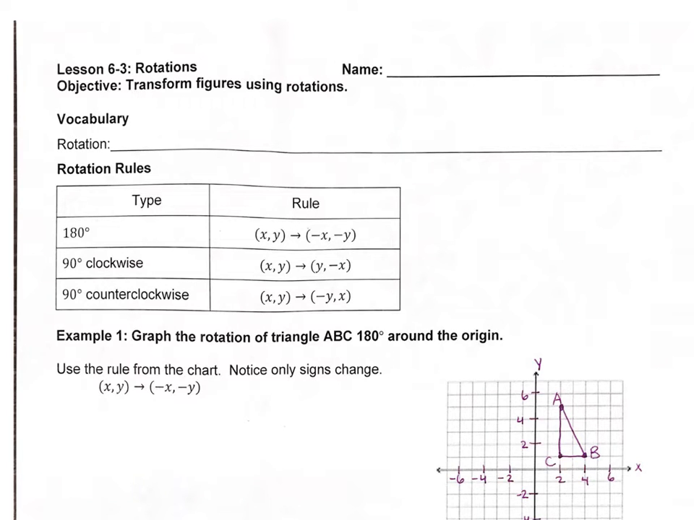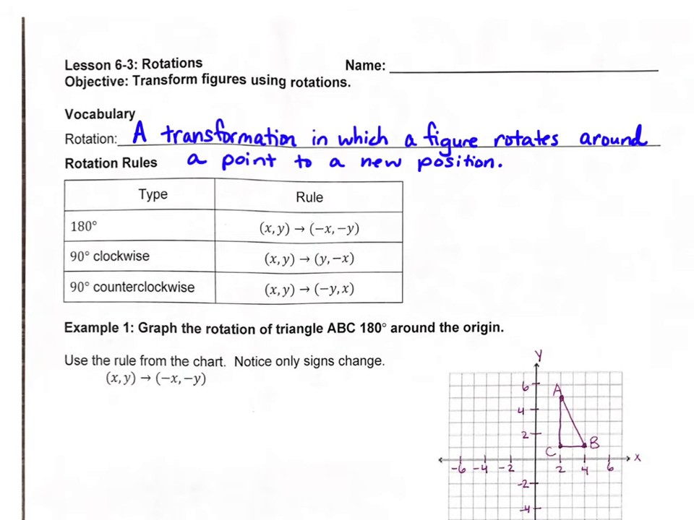Lesson 6.3, Rotations. The objective of this lesson is to learn how to transform figures using rotations. This is the last of the three congruent transformations: reflections, dilations, and now rotations. A rotation is a transformation in which a figure rotates around a point to a new position. And the only point that we will rotate around is going to be the origin.